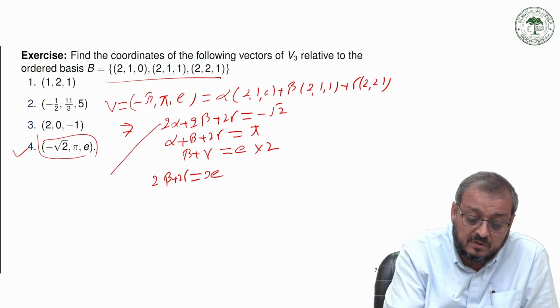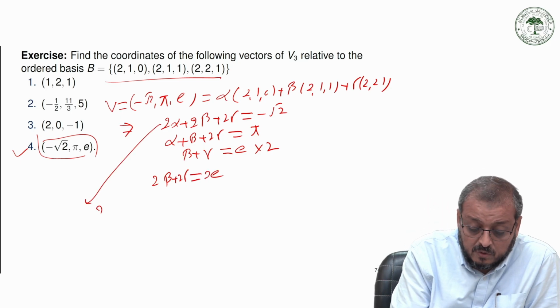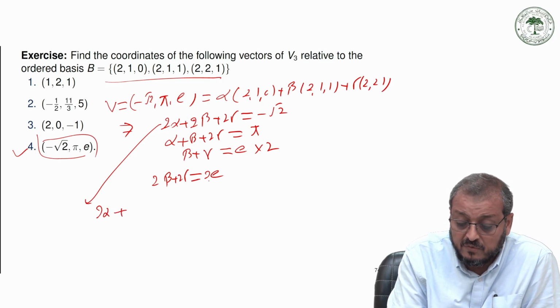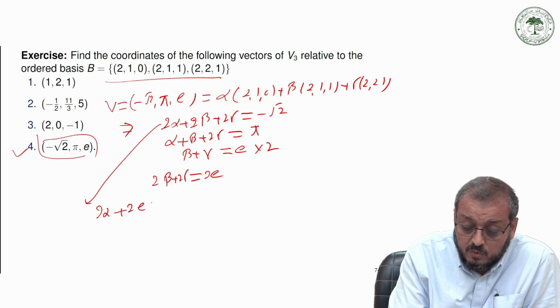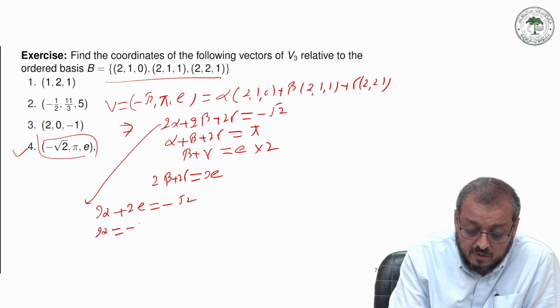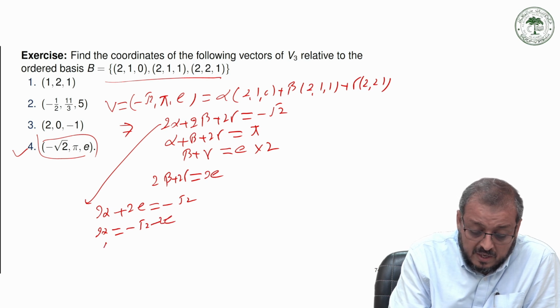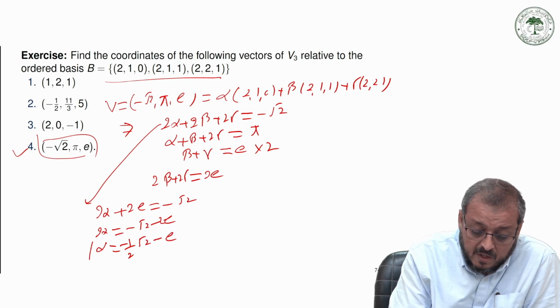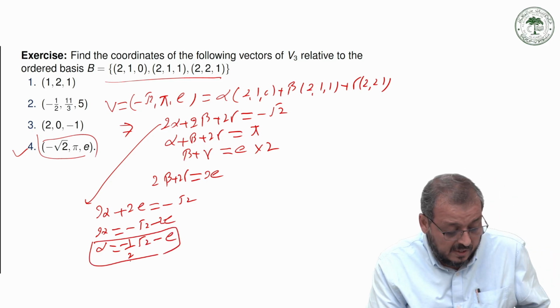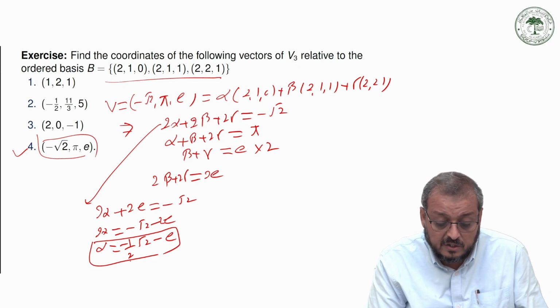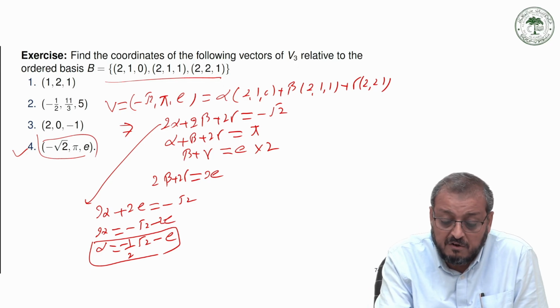And now by the first equation we can say that 2 alpha plus 2 beta plus 2 gamma is equal to minus root 2. So twice alpha is equal to minus root 2 minus twice e. So alpha is equal to minus 1 upon root 2 minus e. So we have alpha is equal to this form. And now if alpha is equal to this, we substitute the value for alpha here.